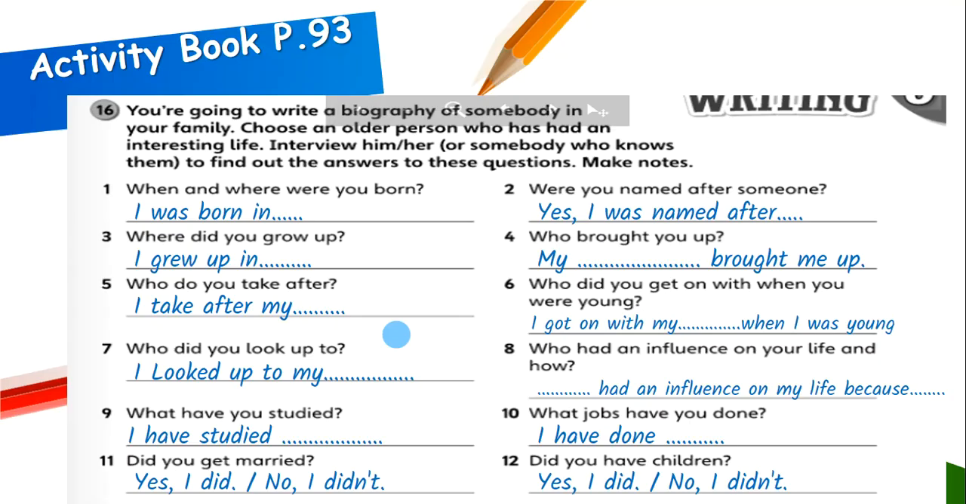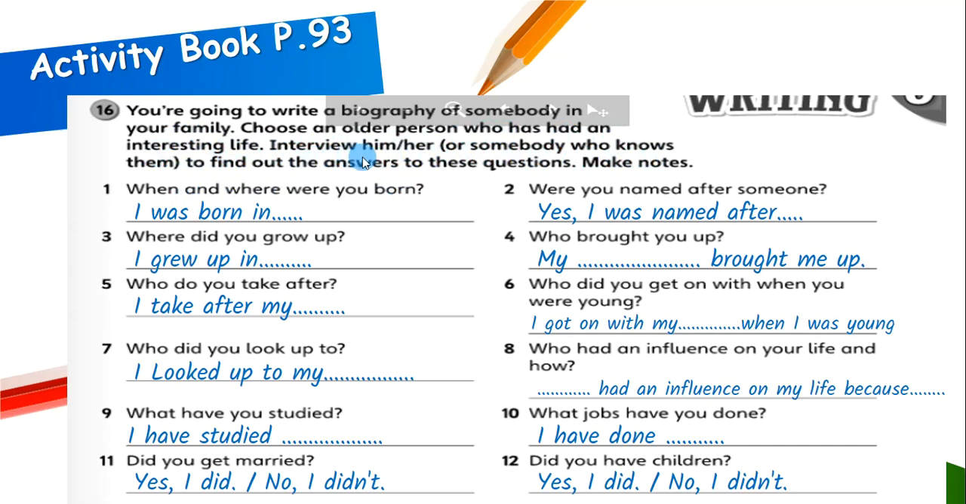So what are you going to do again? You are going to write, these are the questions you have here to ask this person. You're going to write about his history or her history. You are going to write a biography of somebody in your family. Choose an older person who has or had an interesting life. Interview him or her or somebody who knows.